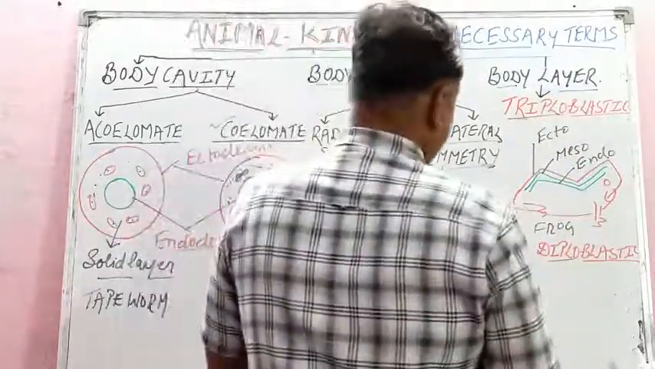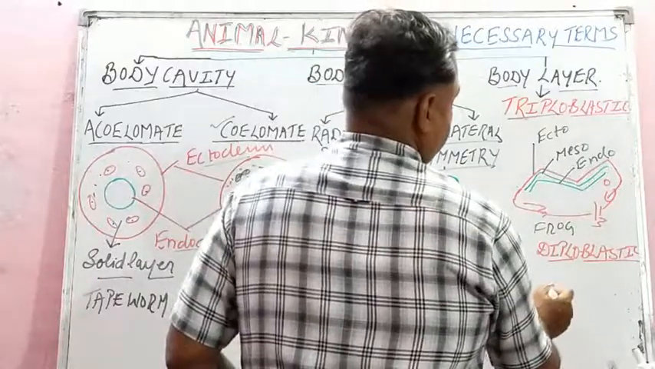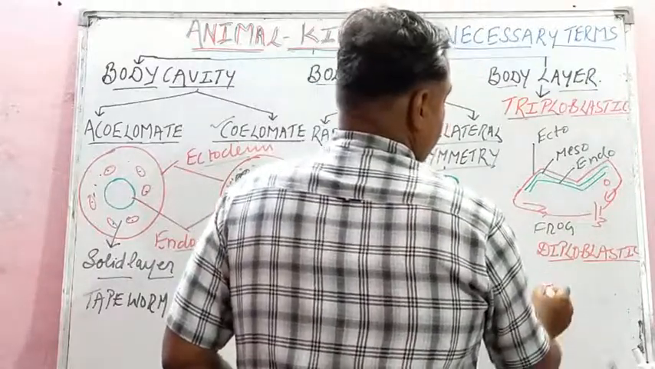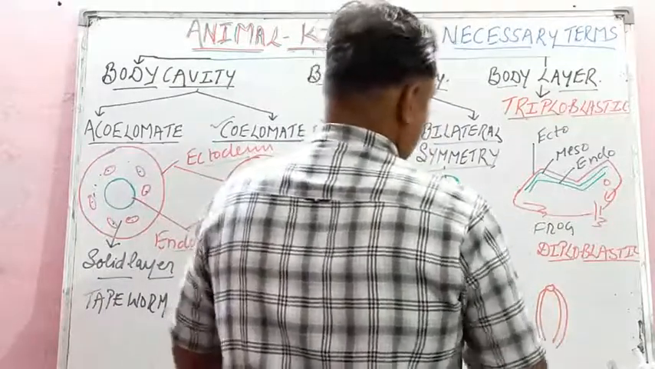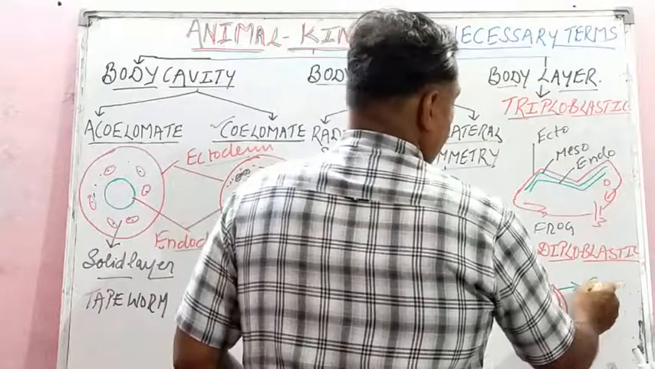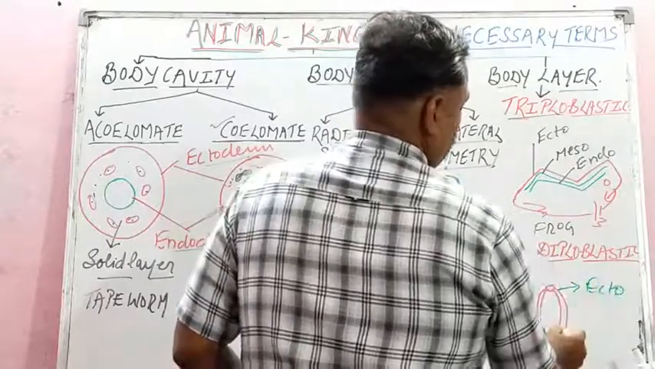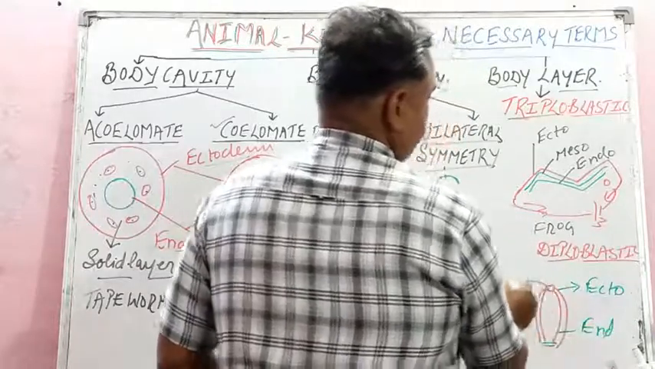Then diploblastica, students. Diploblastica, hydra is the best example, students. It is made up of, diplo means two. Diplo means what, students? Two. Ectoderm, and this is endoderm. Best example your hydra.